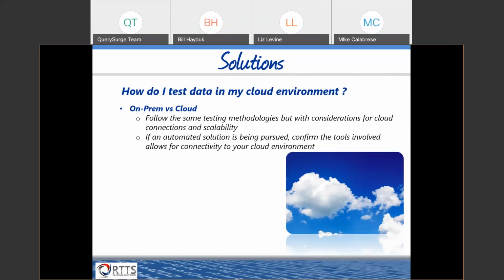And it's important to note if you're using an automation solution that you're confirming that the tools allow for connectivity to the cloud environment. Some tools may be able to handle an on-prem server connection based on the technology you're using, but may have some difficulties when you're moving that into the cloud based on security or authentication issues. So it's important to work those out before you make any decisions on how to implement that.